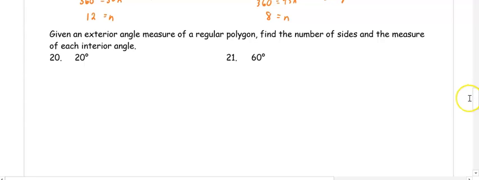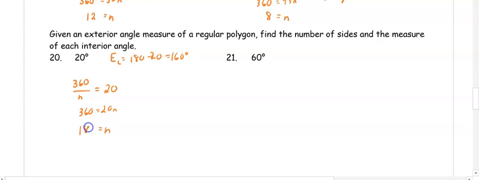If we are given the exterior angle, we want to find the interior and the number of sides. So if the exterior is 20, we can subtract from 180, we get 160 degrees. When we go to find the number of sides, though, I still want to work with the exterior angle because it's easier math. So 360 over n equals 20. 360 equals 20n. When we divide, we get 18 sides, so that is an 18-gon.